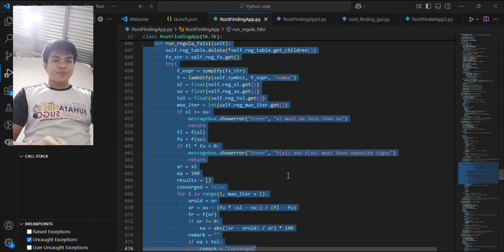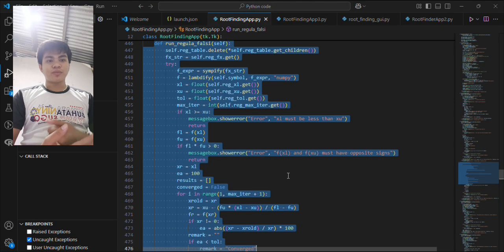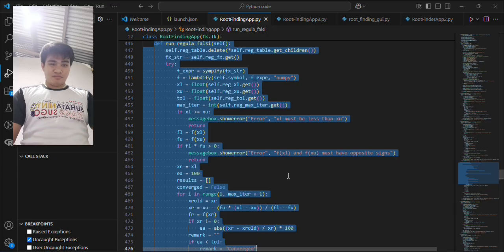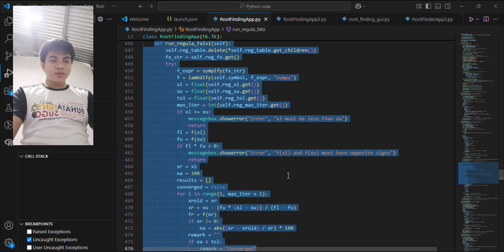Let's talk about it step by step. How it works. Step 1. Initialization. Get the function, bounds, tolerance, and max iterations. Validate the initial sign of f of xl and f of xu. Step 2. Interpolation formula. Compute xr as xr equals xu minus f of xu multiplied by xl minus xu over f of xl minus f of xu. This is the x-intercept of the secant line.